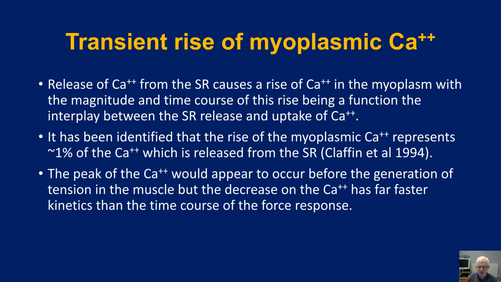A study back in the mid-90s identified that the rise of myoplasmic calcium represents 1% of the calcium which is released from the sarcoplasmic reticulum. So just 1%. You're only dealing with small amounts here, so it's not like you're ever going to run out of this. The peak of the calcium appears to occur before the generation of tension in the muscle. But the decrease of the calcium has far faster kinetics than the time course of the force response.